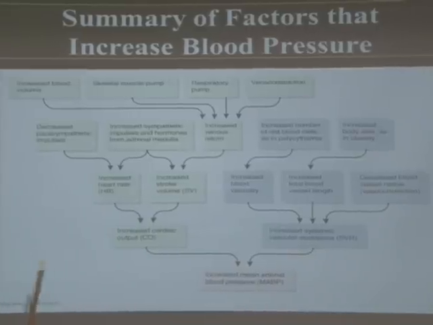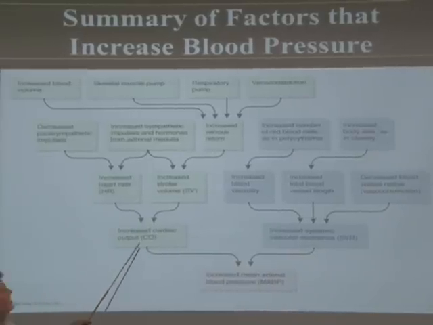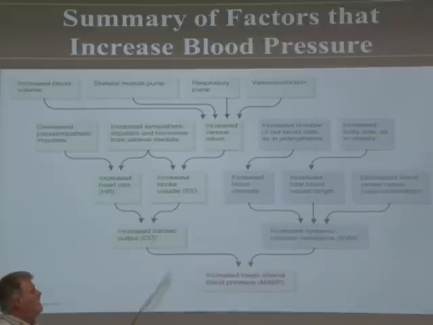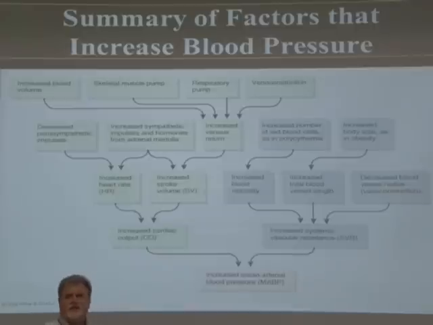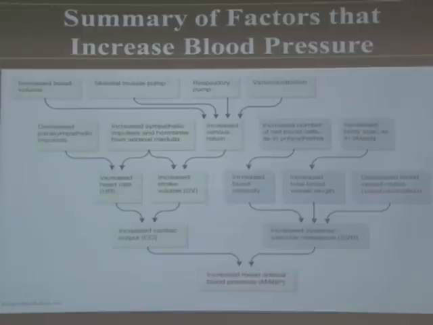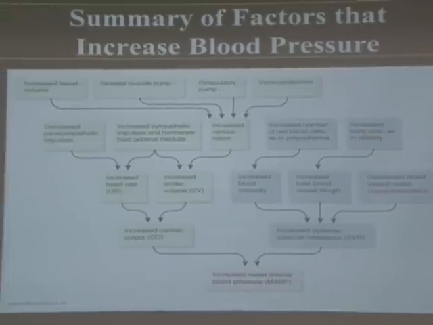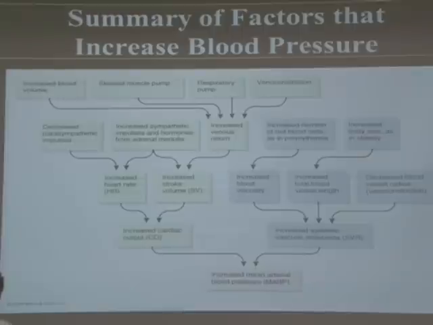So there are two things that are going to impact this: things that will affect cardiac output and things that will increase resistance. If we increase resistance, we're going to increase blood pressure. And if we increase cardiac output, we will increase blood pressure. So to maintain blood pressure, what your body has to do is try to maintain a given level of cardiac output and maintain a given level of resistance.